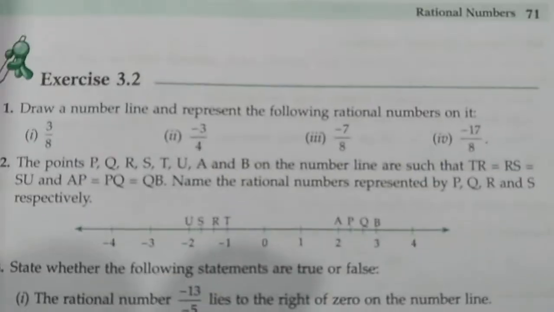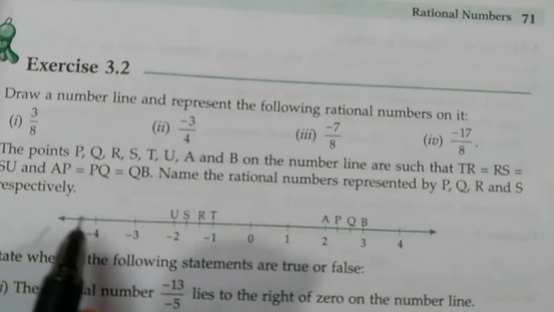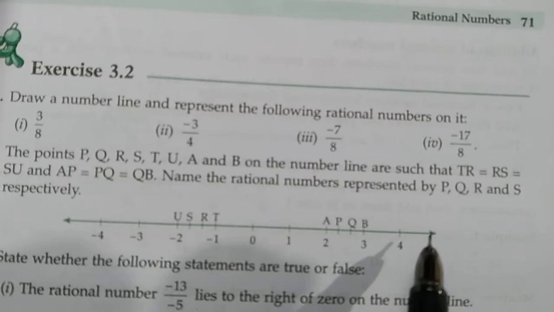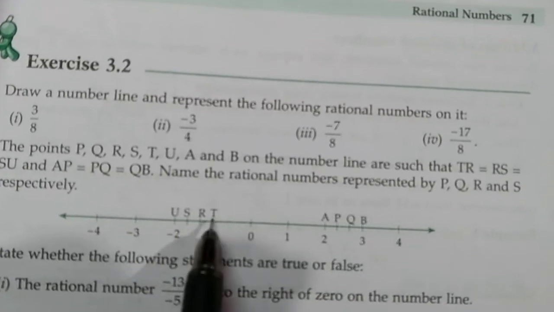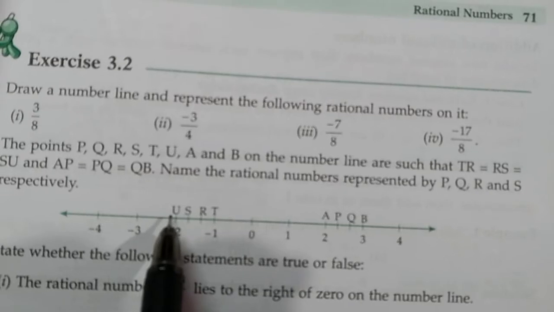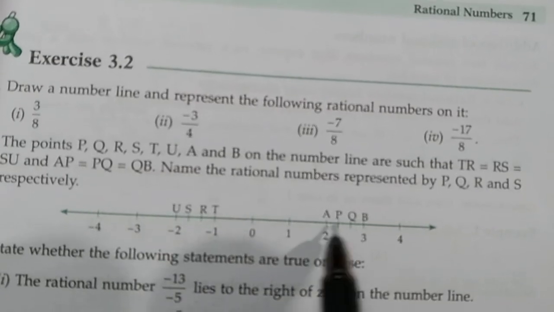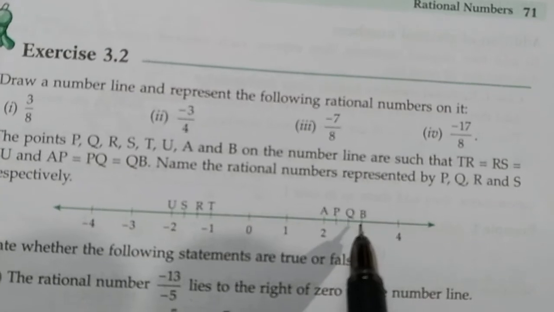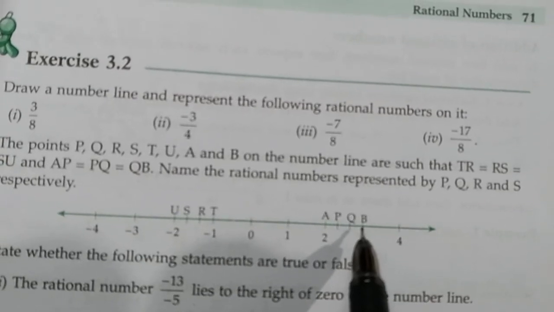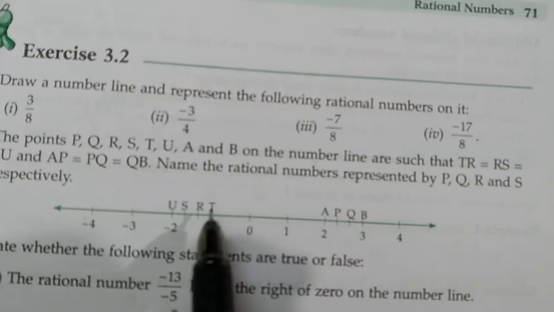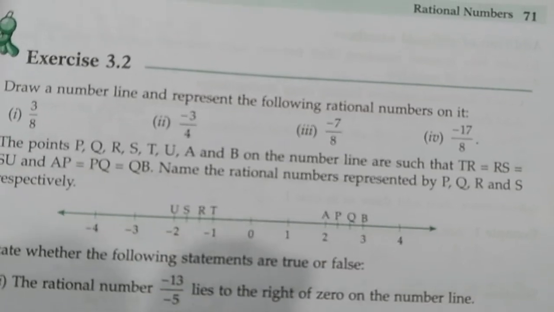So if I move on to question number 2, this is the number line which is given. And it is mentioned that TR is equal to RS is equal to SU and AP is equal to PQ is equal to QB. Name the rational number represented by P, Q, R and S.